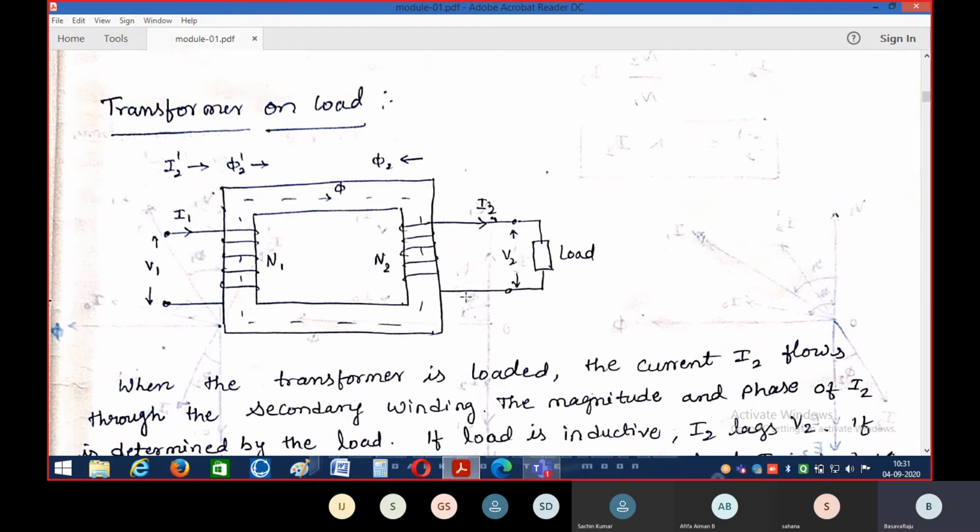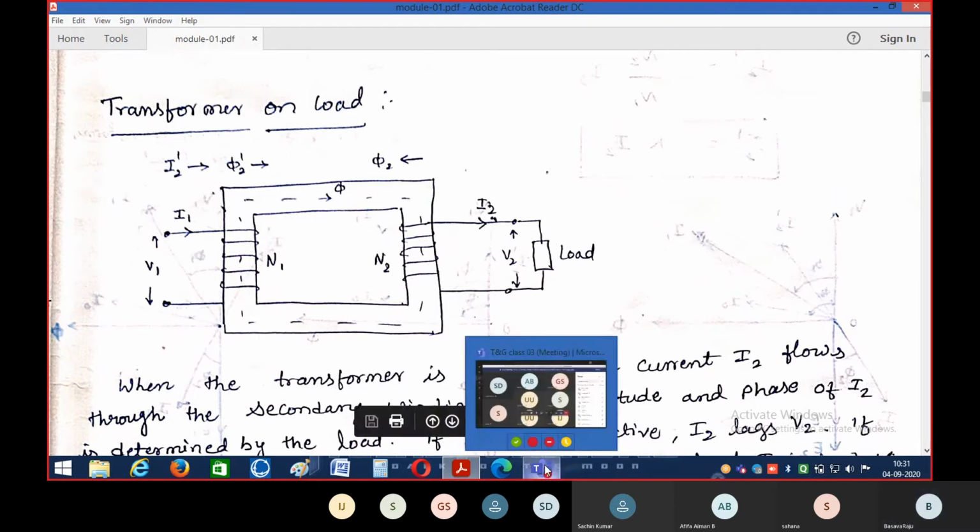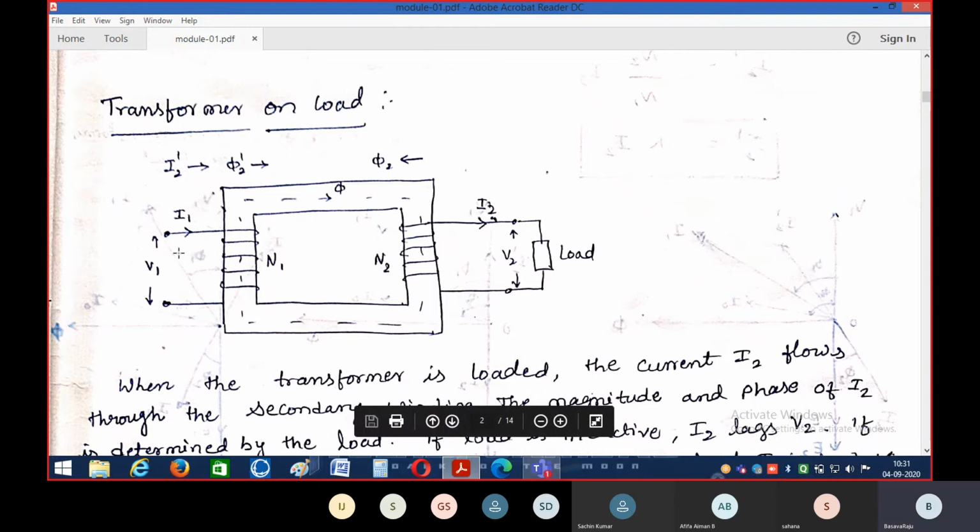Any doubt from any student? Yes, I am repeating again. Whenever I2 current flows through the load terminals, it produces the magnetic flux phi 2. This phi 2, represented with respect to the primary, is called phi 2 dash. Plus, due to the no load current in the primary, there will be a flux called phi naught. That phi naught plus phi 2 dash is equal to phi 1.